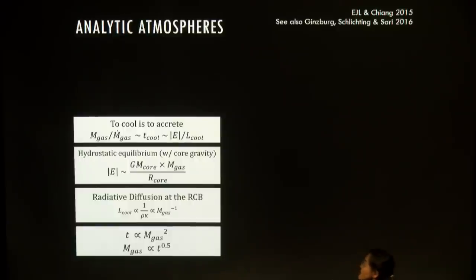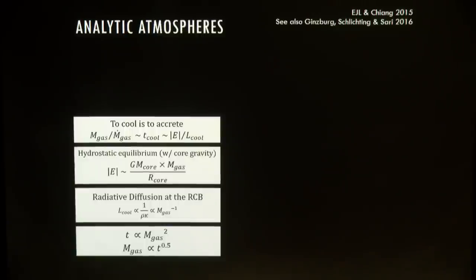The first thing to notice is the accretion timescale is set by the cooling timescale, which is just energy divided by luminosity. This energy is simply the atmosphere sitting in the potential of the core, so it scales linearly with the gas mass. And the luminosity is set by the radiative diffusion at the radiative convective boundary, which of course scales as the photon mean free path, so it's going to scale inversely with the gas mass. If you combine all of these, then time grows as the gas mass squared; flip it, and gas mass grows as time to the 0.5 power.